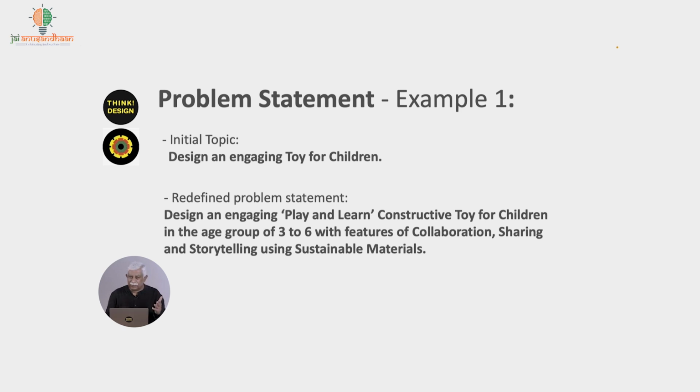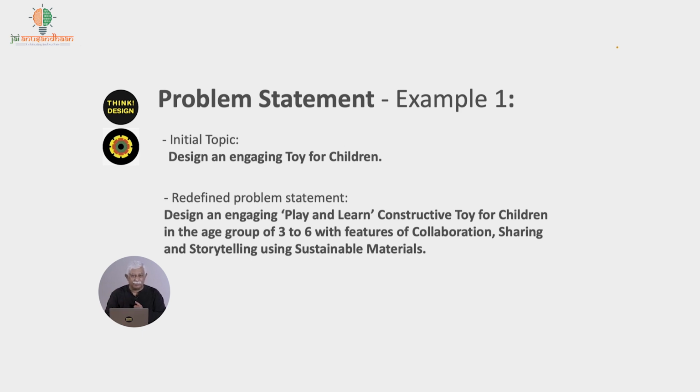So what have you done here? You have actually put in a lot more details into it. Okay, so it was not just an engaging toy, it is engaging with a combination of play and learn. Okay, and what kind of toy? It's a constructive toy. That means that you build it together, right? And it's in the age group of 3 to 6. Okay, and it has features of collaboration, sharing and storytelling. And also it defines what kind of materials.